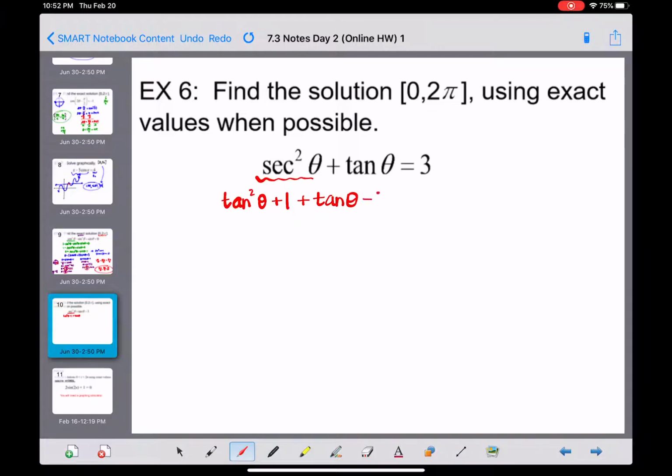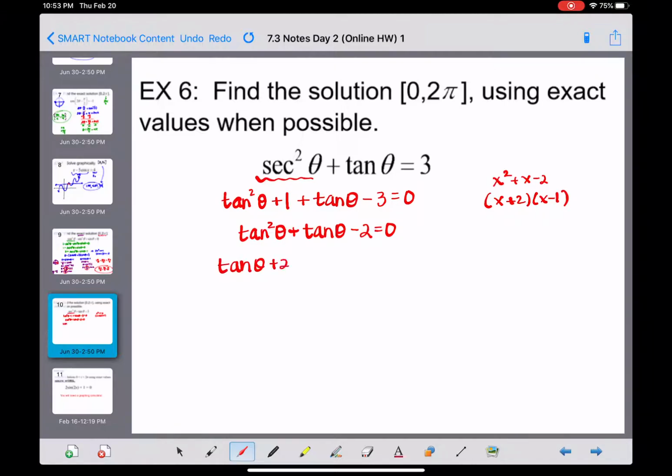equal to 3. Now I'm going to go ahead and subtract the 3 because if I'm going to isolate, I'm going to have to get everything to one side because I have a quadratic. So we're going to have tangent squared theta plus tangent of theta, and then 1 minus 3 would be minus 2. So we're going to factor that. If you need to bring that over here, x squared plus x minus 2, so x plus 2, x minus 1 is how that would factor. So we're going to have the tangent of theta plus 2 and the tangent of theta minus 1. So we set those equal to 0.